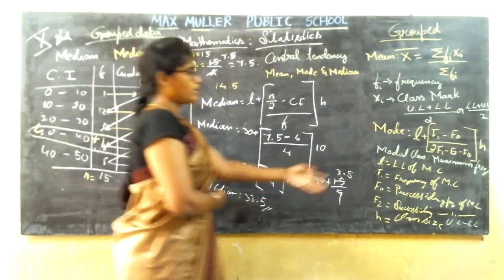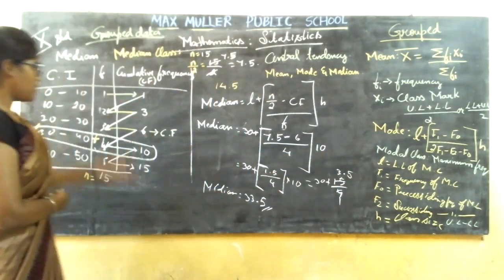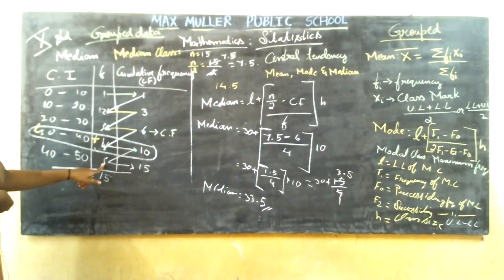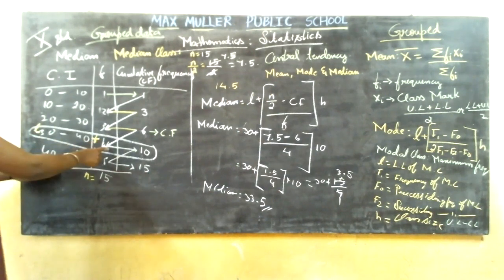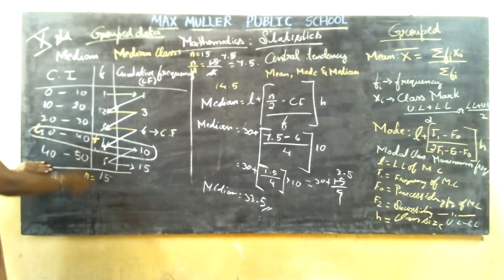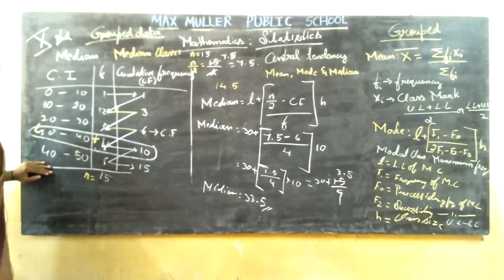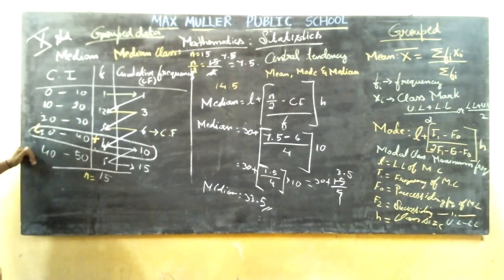Similar way, you can find the mode also. How are you going to find the maximum frequency? Which is the maximum frequency here? 5 is the maximum frequency. So, this will be the modal class. Here, this will be the F0 and F2. You do not have any number succeeding this 5, correct? So, what are you going to take F2 as? 0. You are going to take F2 as 0. Then the mode is ready.